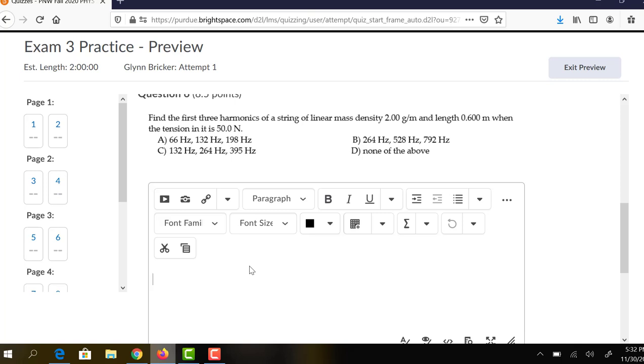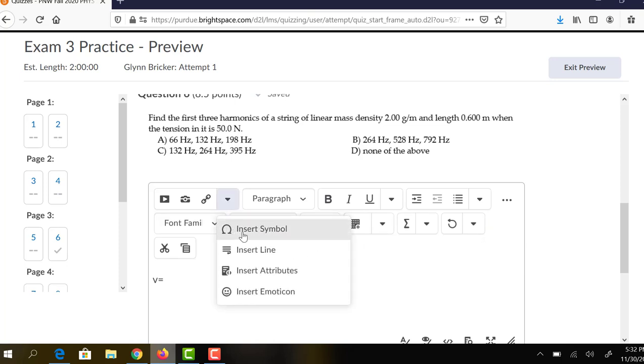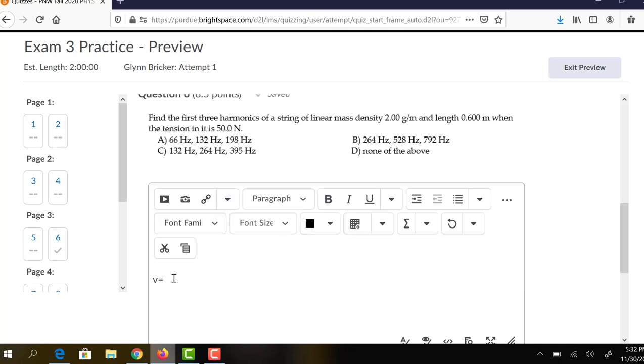So let's see. I know that the speed is equal to the frequency times the wavelength, and there's a lot of different things you can use here. This graphical equation button might be helpful. There's a few other things you can take a look at down here. Let's see, insert symbol. You could use this if you wanted to do frequency times wavelength. Let me just try frequency times wavelength.